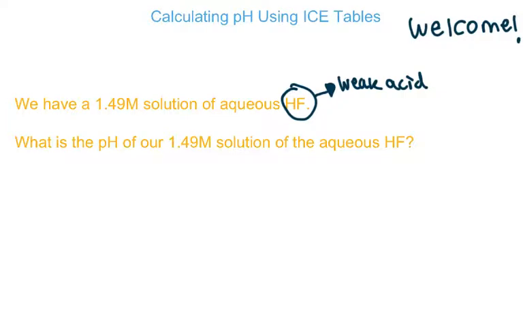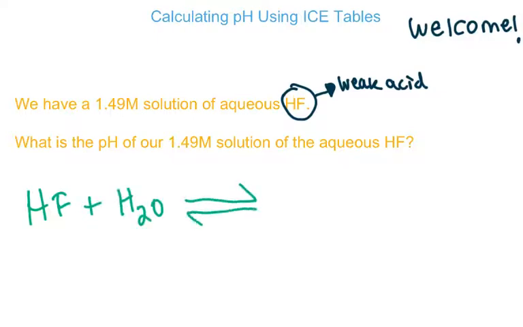So let's go and rewrite it. Hydrofluoric acid will react with water, and we'll have equilibrium, where we're going to have hydronium cations produced, because we're still in an acidic solution, since this is a weak acid. And we're going to have our conjugate base, our fluoride anion.